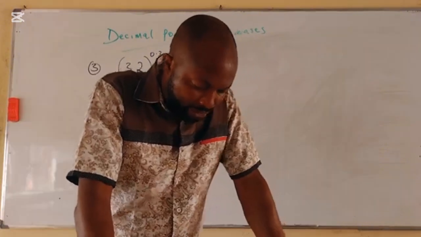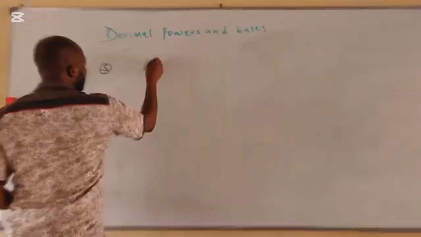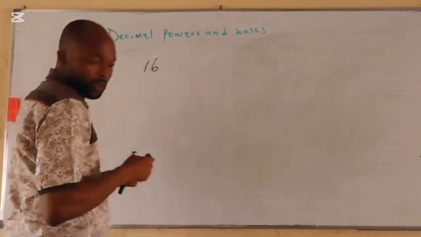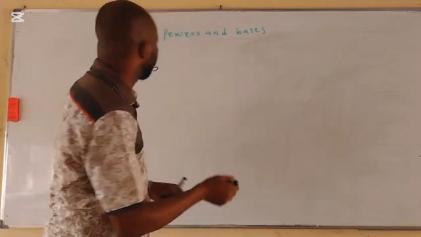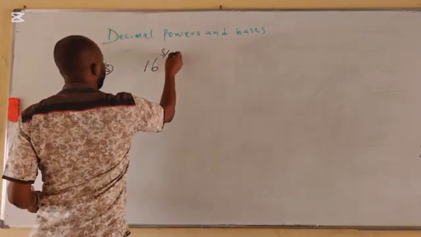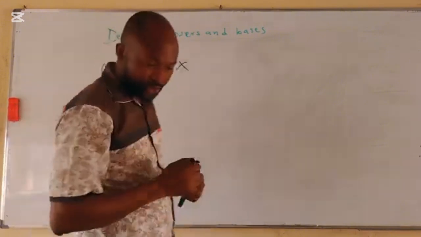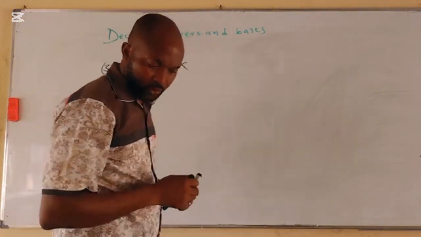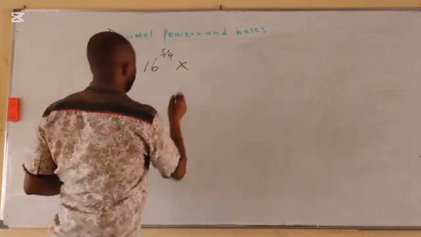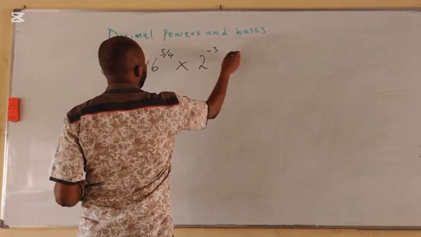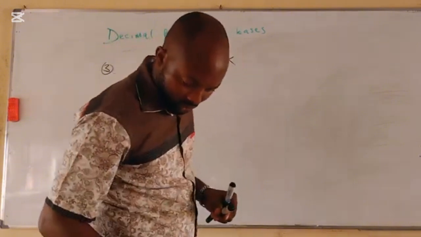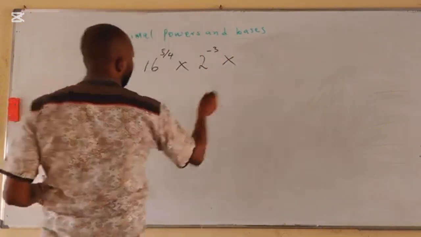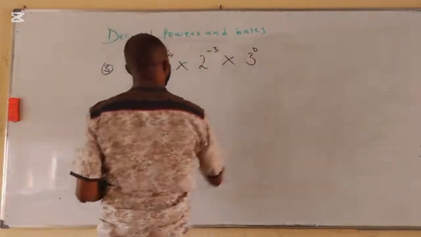16 raised to the power 5 over 4, times 2 raised to the power minus 3, times 3 raised to the power 0. Okay.